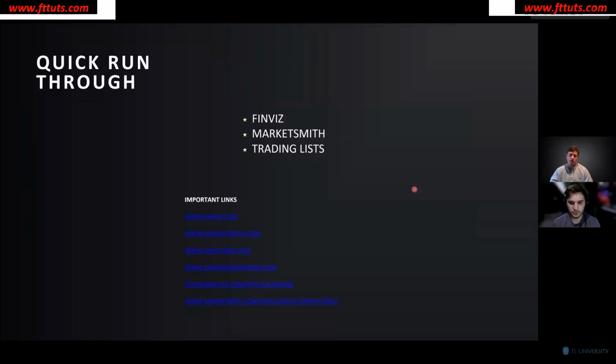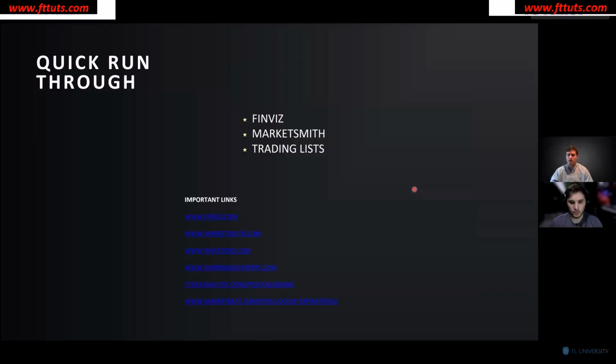Finviz.com, which I'm going to show, marketsmith.com, investors.com I use to look for volume run rates on the NASDAQ and the NYSE. Earningswhispers.com I use for earnings dates. Now I'm using MarketSmith for that as well, but sometimes they have different dates, and it's good to know.